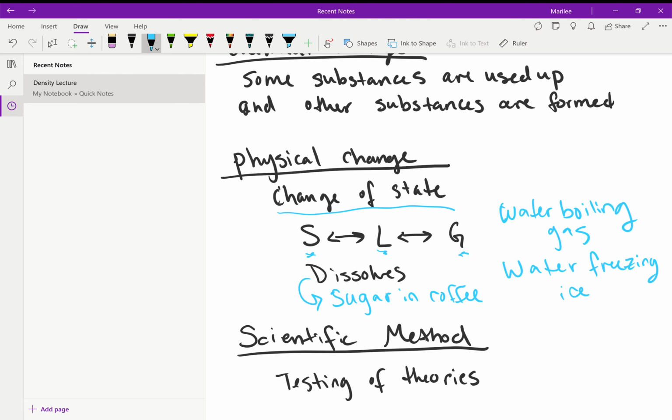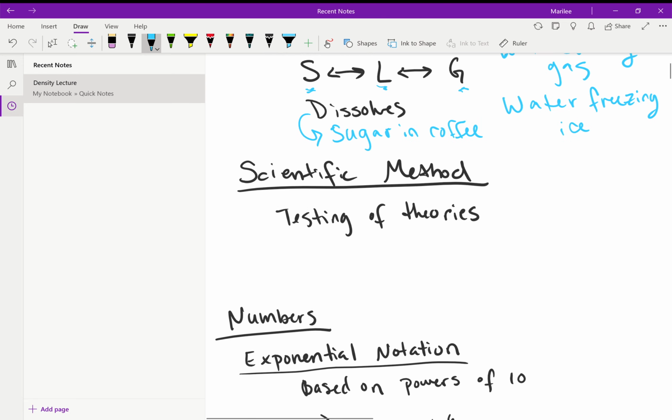In science, we have a thing called the scientific method, which is testing of theories. You'll have a fact, a proven fact, that you can form a hypothesis on, and then you test the hypothesis by doing experiments, and then you get your results, and you can form theories.